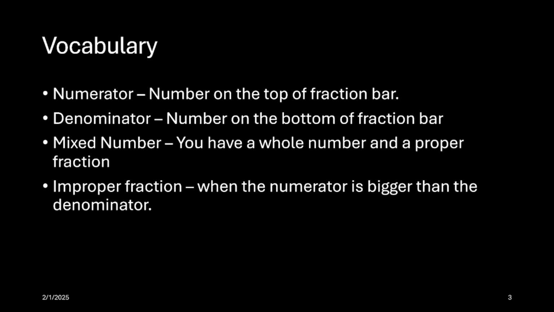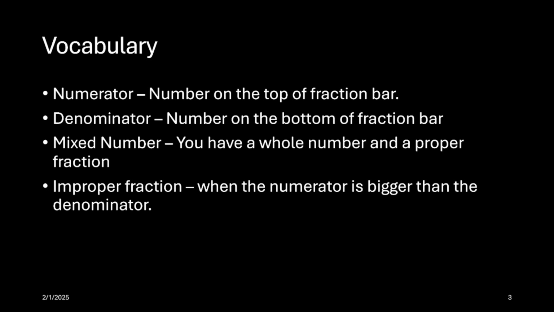The numerator is the number on the top of the fraction. The denominator is the number on the bottom of the fraction. A mixed number is when you have a whole number and a proper fraction. An improper fraction is when the numerator is bigger than the denominator.